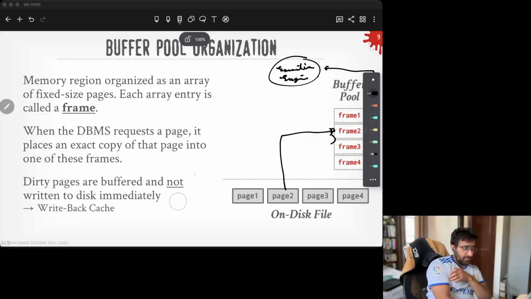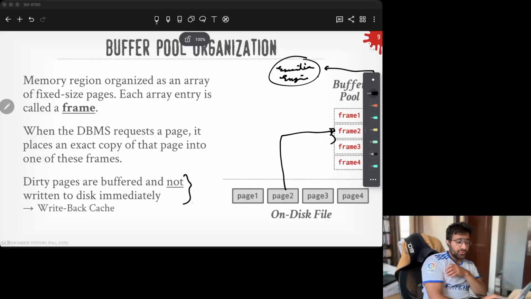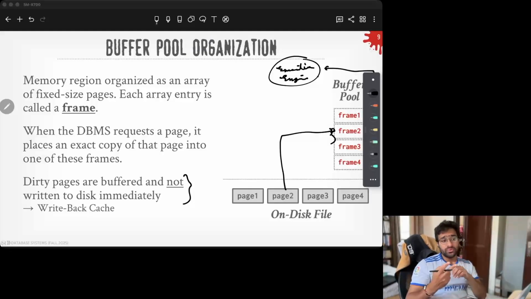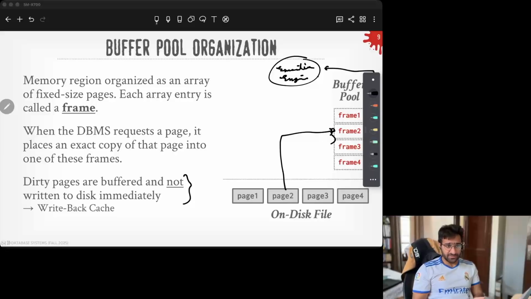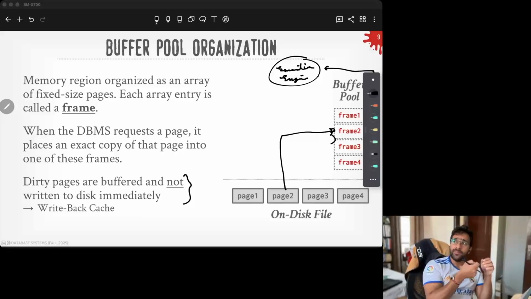Dirty pages are buffered and not written to disk immediately. That's a write back cache. Now there are two types of caches, we know that: write back cache and write through cache. What a write through cache does is when you write to a cache, you write through it and you write to the original location as well. So let's say in CPU terms, I read a variable. Let's say I have a variable A and it is cached in my L3, some level of CPU cache. When I do a write operation on that, first I write through the cache and at the same point I also write it to the memory.